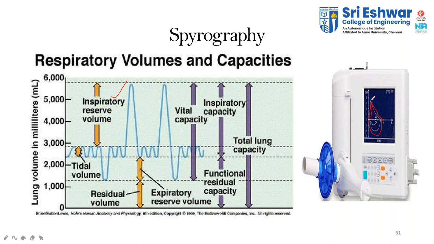Once the patient reaches the threshold, they will decide that it is a proper lung. If the patient couldn't reach that threshold, then they are affected by some type of infection or some type of disease in the lungs. This is the technology which is used to measure total lung capacity.